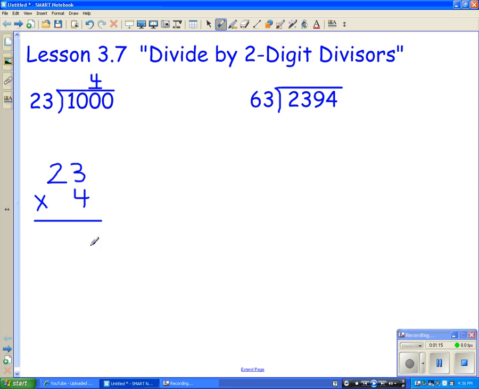So 4 times 3 is 12, put down my 2, carry my 1. 4 times 2 is 8, plus 1 is 9. So 4 times 23 is 92, and I make sure I line up my numbers so I don't get mixed up later. Let's get rid of this stuff real quick.